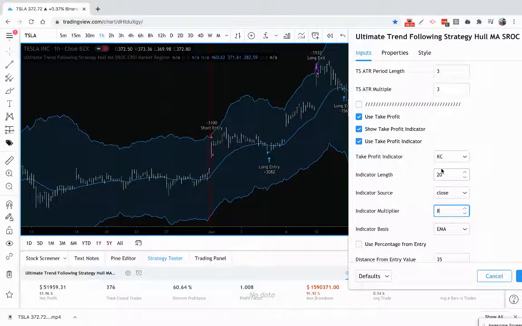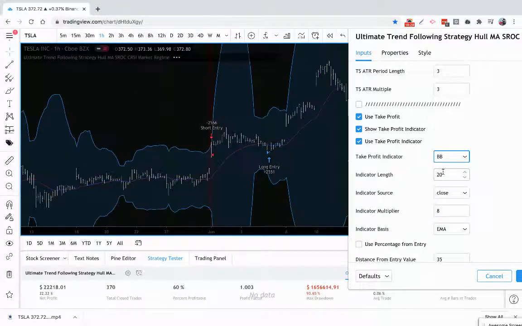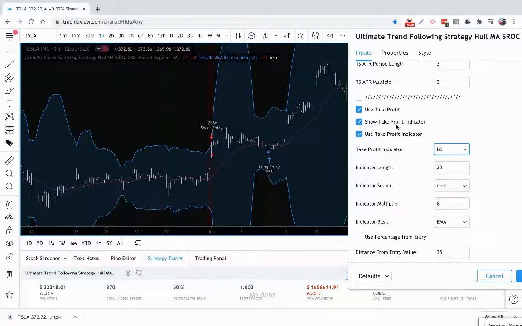And it'll be dynamic based on that. So we got a better exit with a much larger multiplier. You can change your length. If you want to use the Bollinger Band instead, you can do that. So that's how, if you want to use Bollinger Band or Keltner channels, how those work. You have to have these three selected.